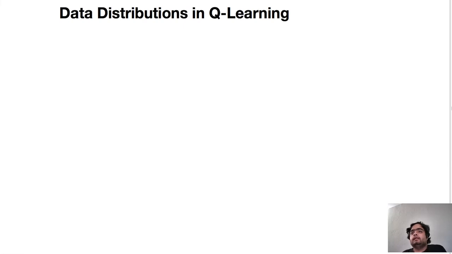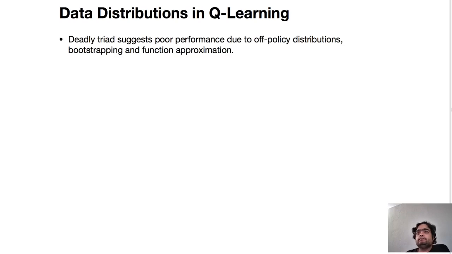Okay, so in this module, we'll talk about data distributions and Q-learning algorithms. So far, we have looked at overfitting and divergence issues. The other bit in the deadly triad that we started off with is the fact that off-policy distributions can lead to poor performance when combined with bootstrapping and function approximation.